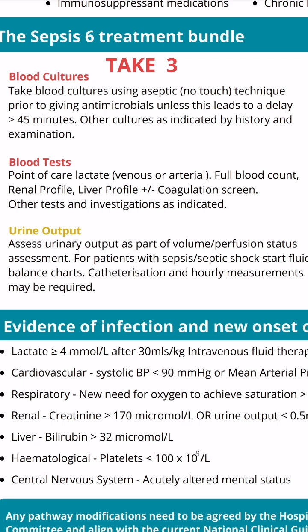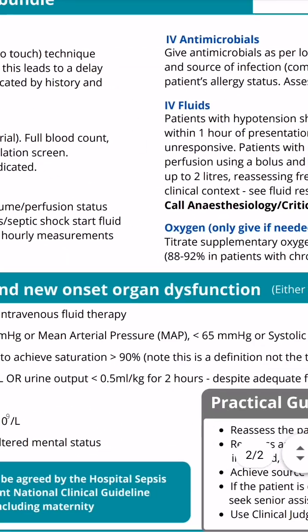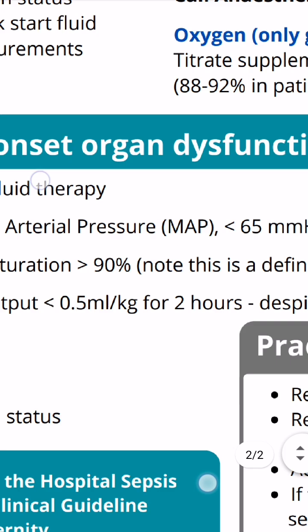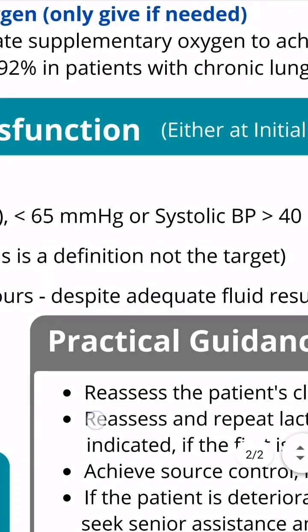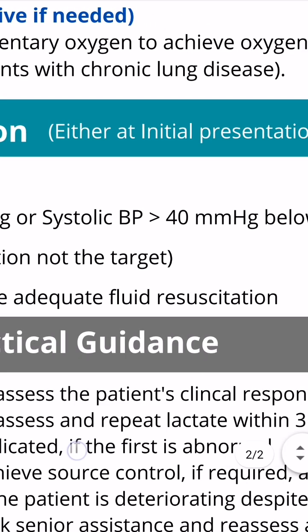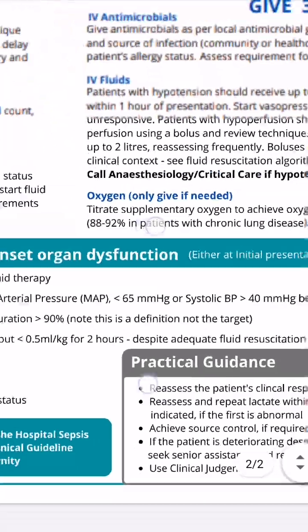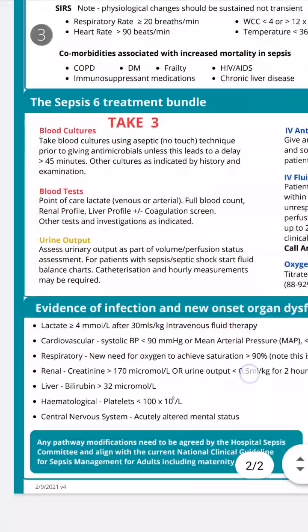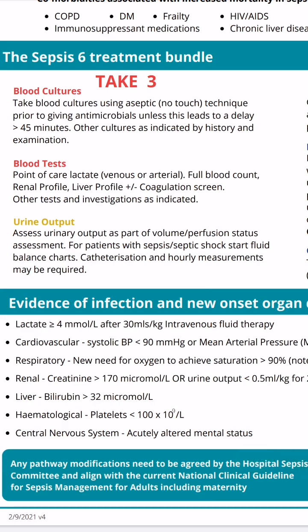Now we will go for the urine output. So urine output, if it is less than 0.5 ml per kg for 2 hours, despite adequate fluid resuscitation, assess urinary output as part of volume perfusion status assessment for patients with sepsis, septic shock. Start fluid balance charts, catheterization, and hourly measurement may be required.